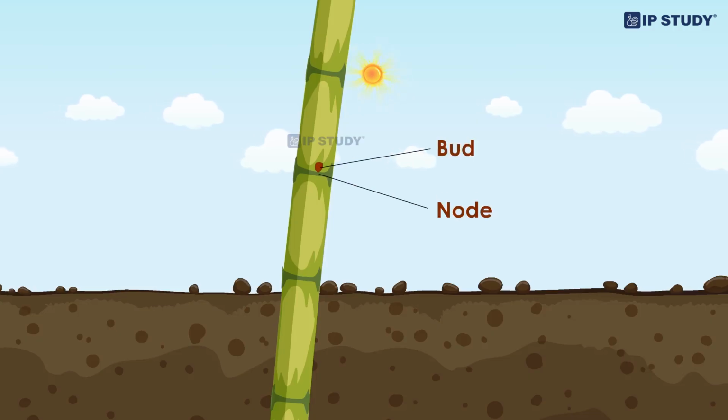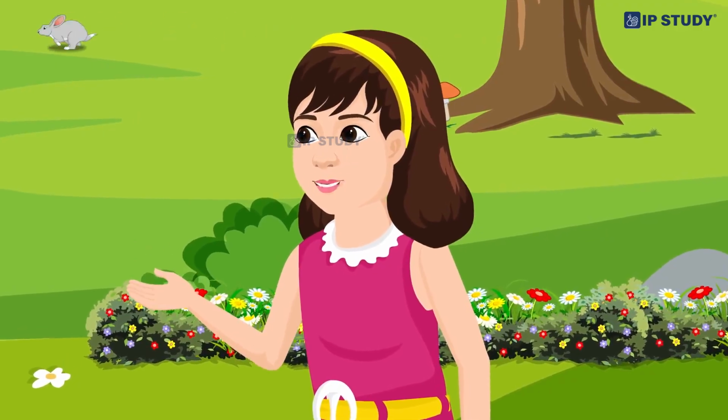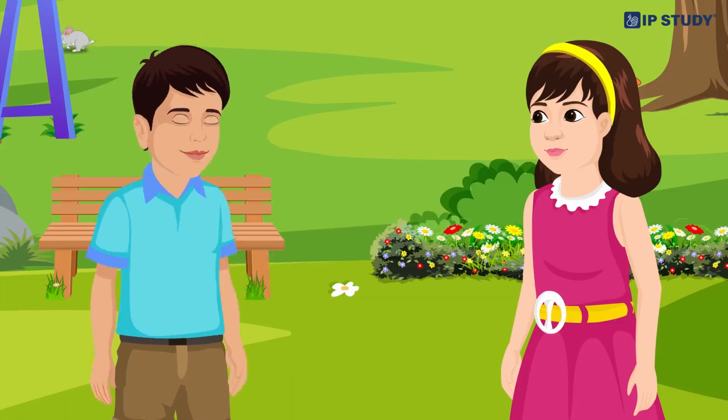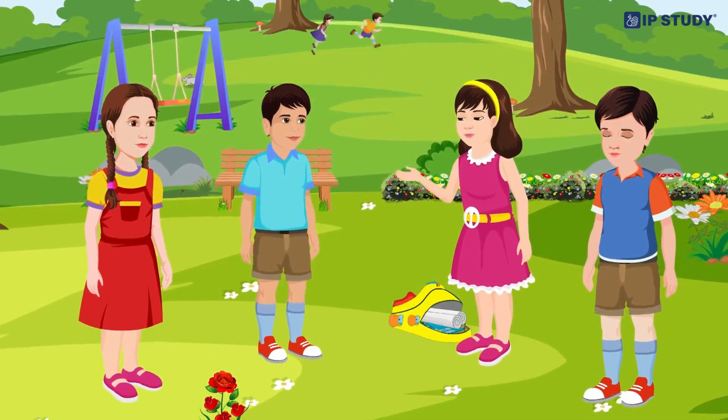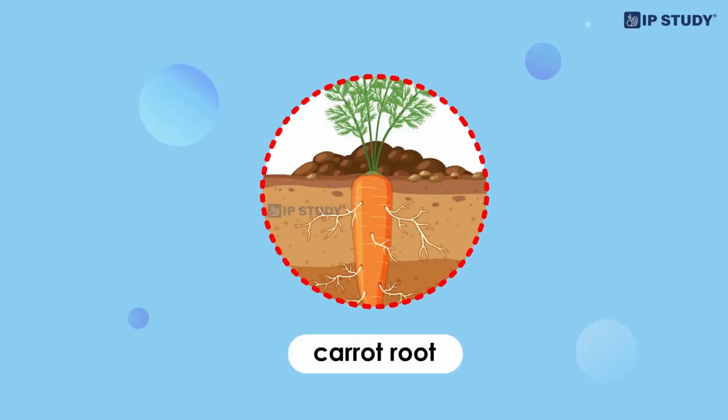Stems of these plants have buds. When these stems are planted into the soil, new plants start growing. And what about roots? Yes, some plants reproduce through roots. For example, if you plant part of a carrot root, it can grow into a new carrot plant.